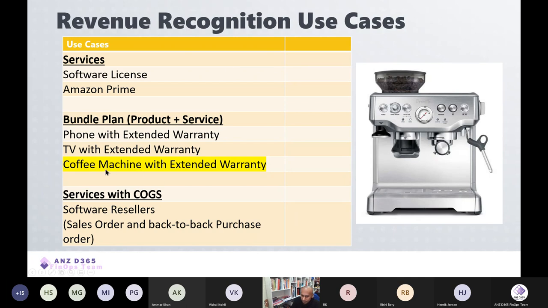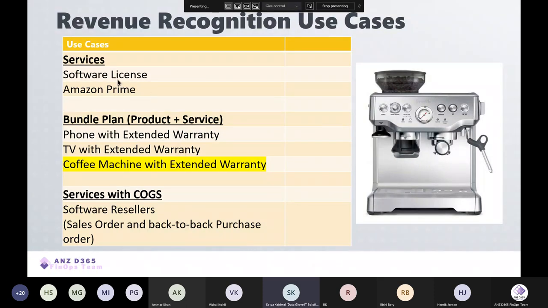If you see a coffee machine with extended warranty, this is my example in the demo. Seems like there is some lag in the session. I'll switch off my video. There is some lag.